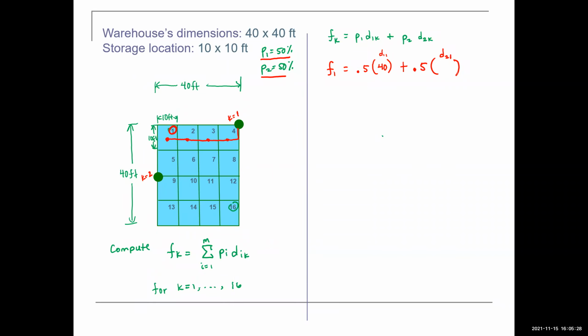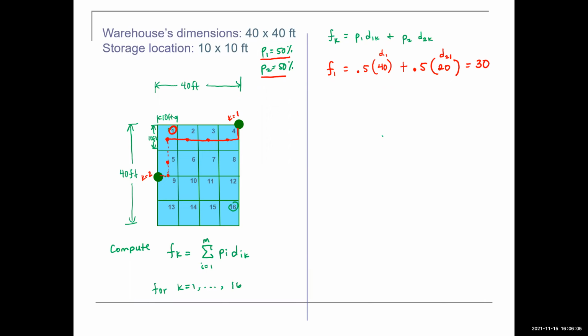So distance 2, 1, go from here to here, from here to here, and from here to here. So that's 20. So this is gonna be equal to 30. And I have to repeat this process for every square. Okay, I need to find the value of F for each square in this warehouse.